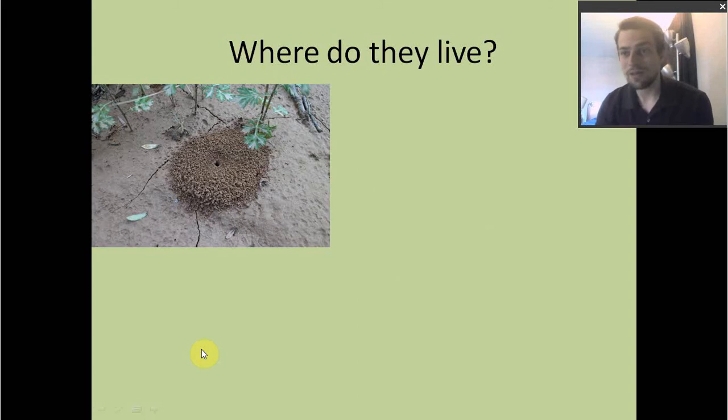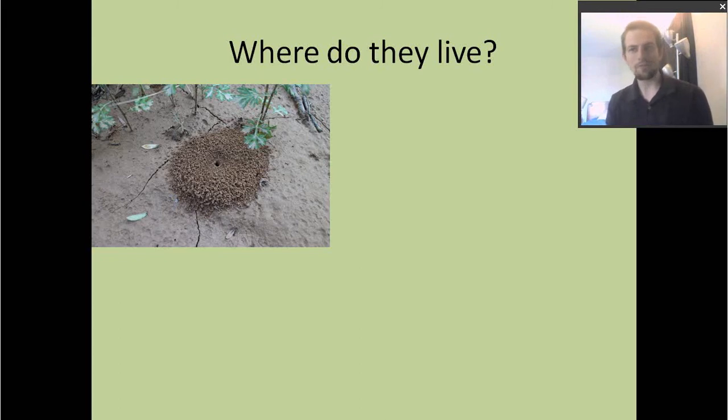Now, the next question about ants is, where do they live? If you want to learn about an animal, it's good to know where it lives. Now, many ants live in the ground, or in a mound or an anthill. Some also live in wood and trees and such, but we're going to just look at the ones that live in the ground right now.